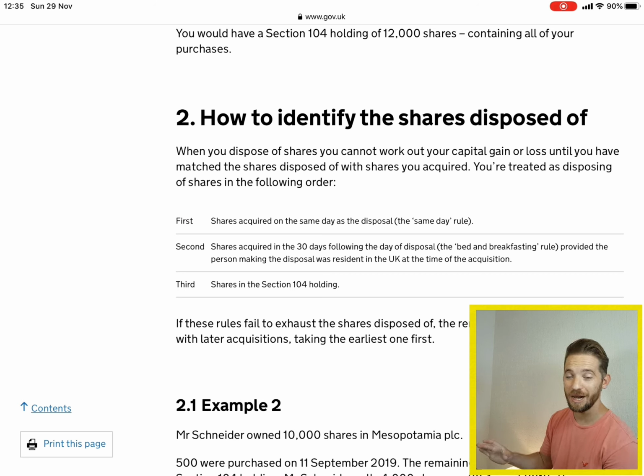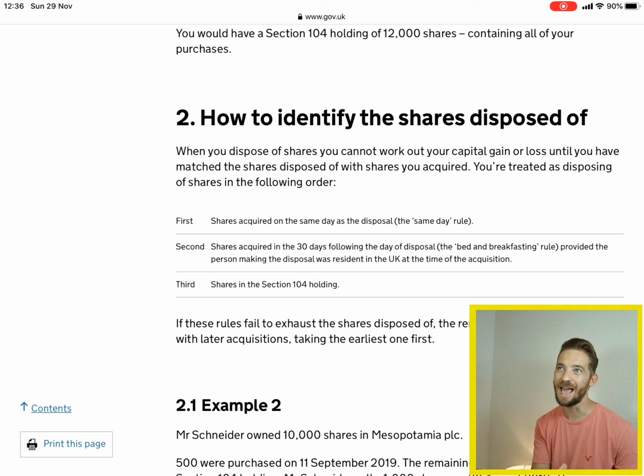Secondly, those with an eagle eye will notice that although they look forward 30 days, they don't look back 30 days. So if you have enough cash disposable, what you can actually do the day before you're going to sell your Tesla shares, you can just buy them the day before, the same amount. Now, it doesn't work as well, because those shares that you buy, they're going to go into your section 104 pool at the high cost price.